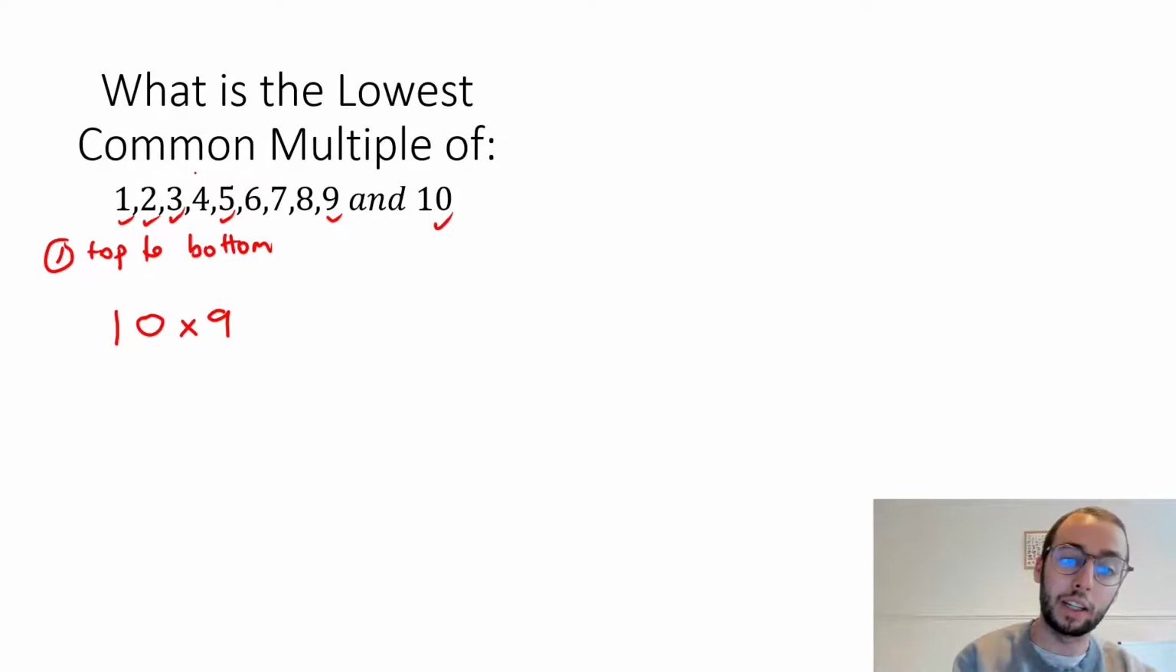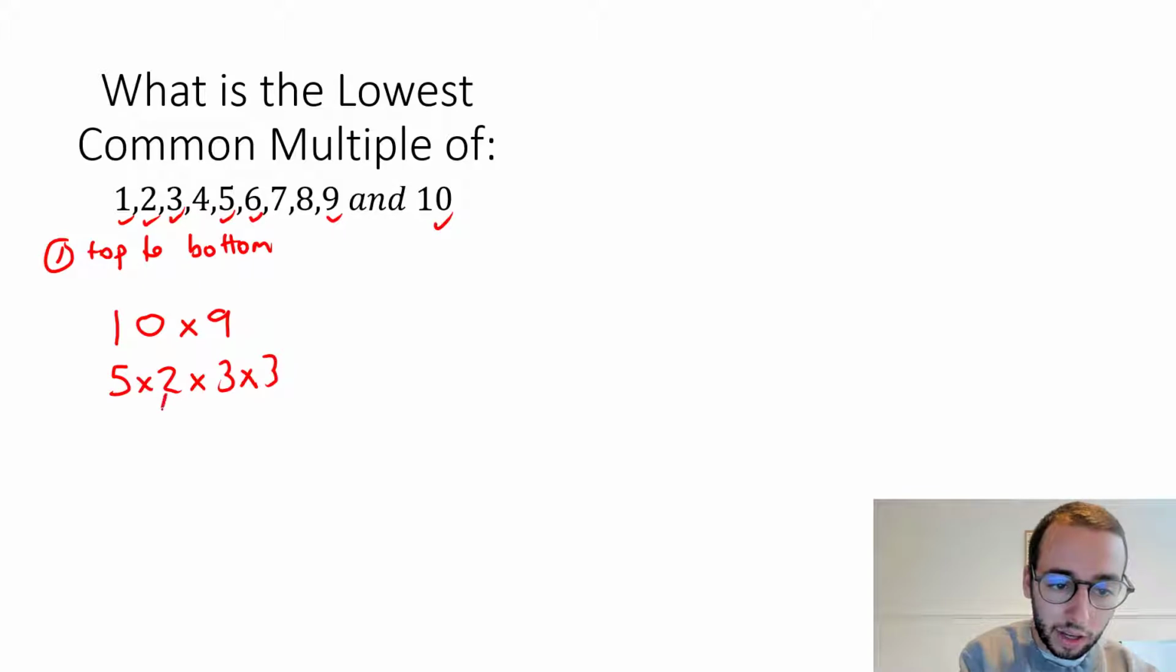It's also a multiple of 6, because you can see in 10 times 9, that can be written as 5 times 2 times 3 times 3. And look, in here hidden is a 6. 6 is a factor of 90, and so 10 times 9 already gives you a 1, a 2, a 3, a 5, a 6, and a 9.